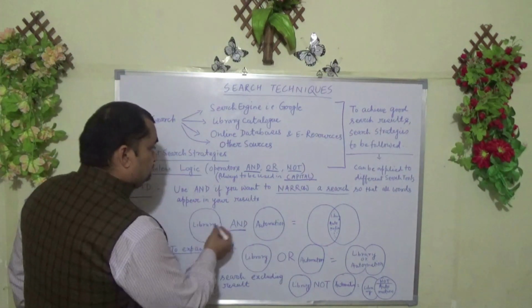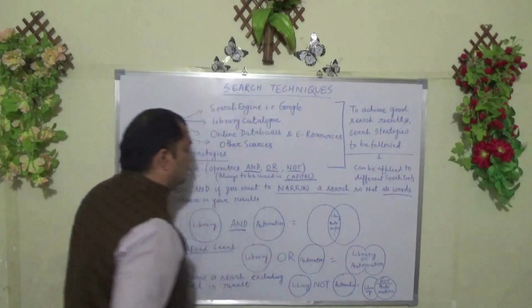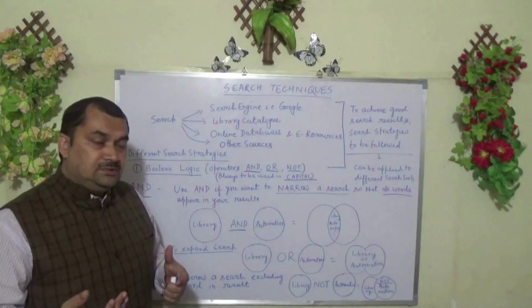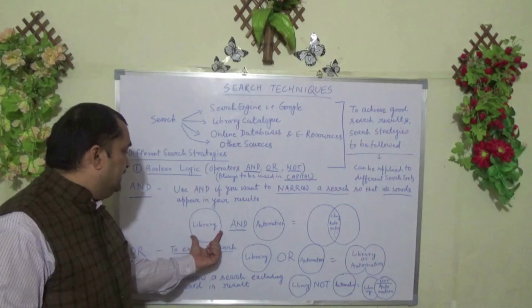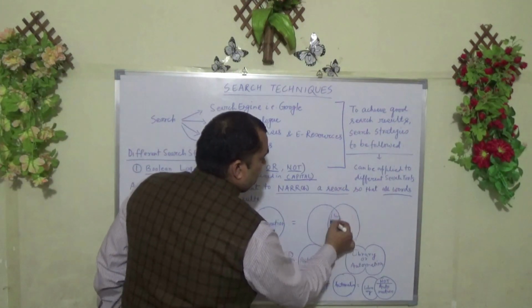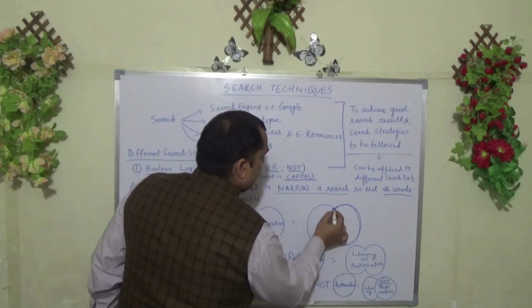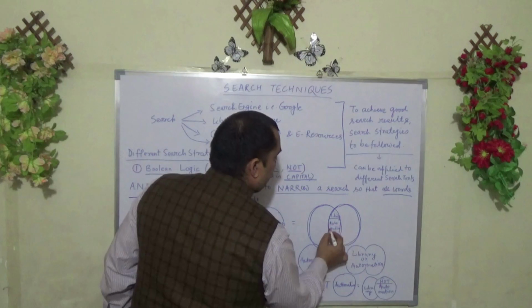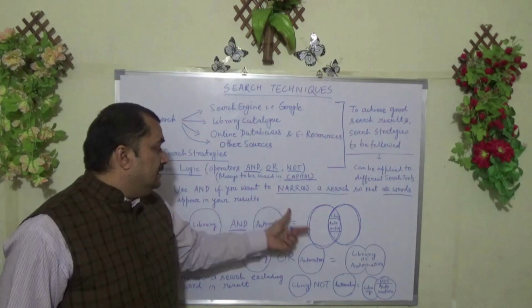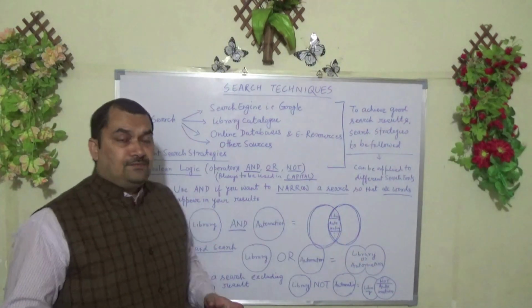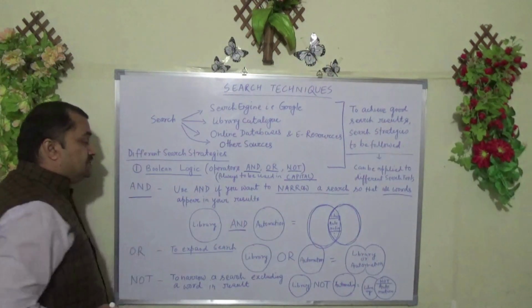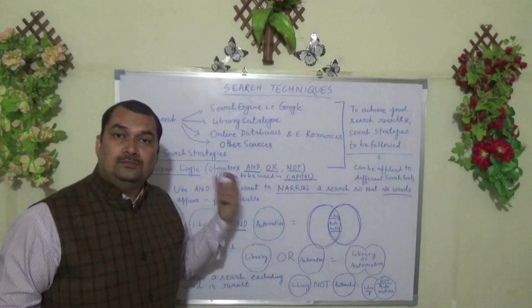So what it will do, it will give me all words library and automation. It will go to the search engine and find from the database and throw the result wherever it finds library and automation. It's very simple, and you can see by this circle that this is the scenario. Wherever it gets library and automation, it fetches the result from the database and gives the whole information about library and automation. This is the first Boolean operator which we have used for getting the information from the search engine or the online resources.